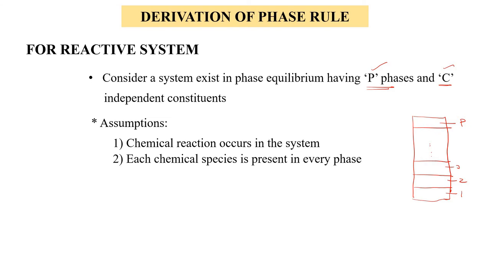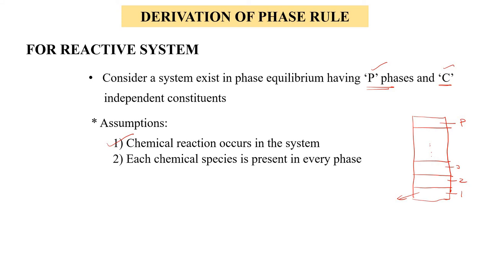Now a chemical reaction may occur in one or two phases. Suppose some chemical reaction is occurring in this phase. If a chemical reaction occurs, how do we find the phase rule for this type of system? This is what we are going to discuss in this lecture. So the first assumption is that chemical reaction occurs in the system. It may occur in one phase or more than one phase, depending upon the chemical system that we are taking. And what is the second assumption?